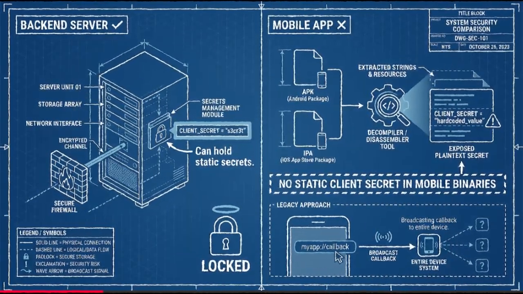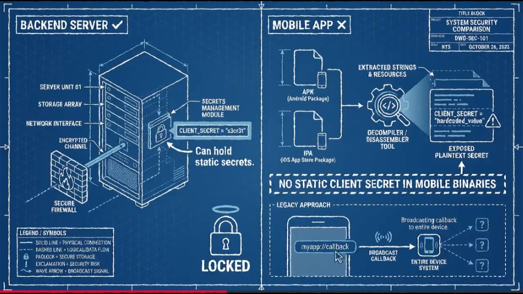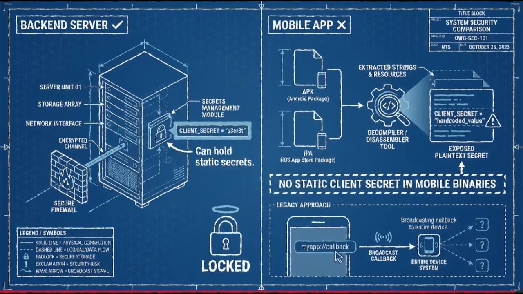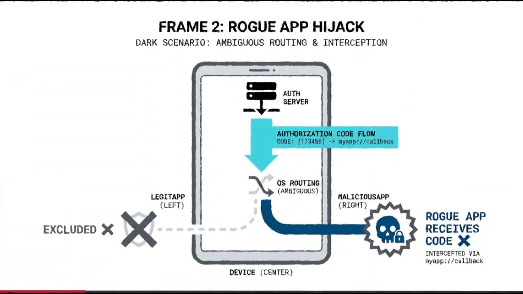Native applications face a unique cryptographic constraint. They cannot hold static client secrets because compiled mobile binaries are easily reverse-engineered. So they can't authenticate securely like a backend server. Exactly. Historically, mobile developers use custom operating system URL schemes, like myapp.callback, to receive authorization codes. Which is basically broadcasting the callback to the whole device. Right. This architecture is vulnerable to rogue app hijacking, where a malicious application registers the exact same custom scheme on the device to intercept the authorization code.